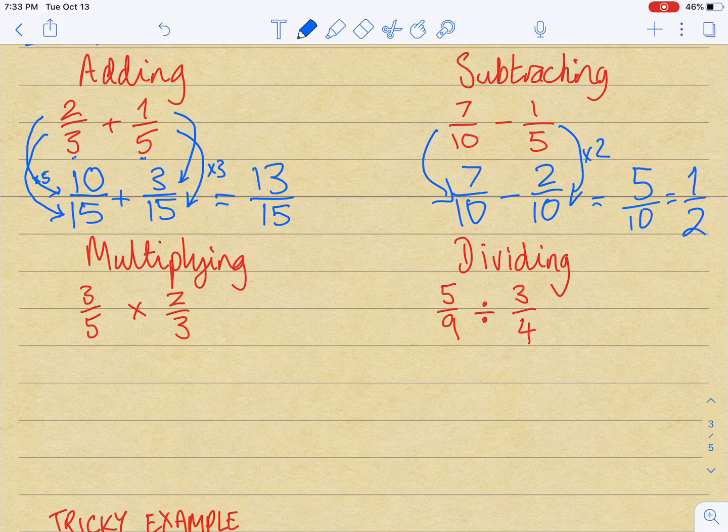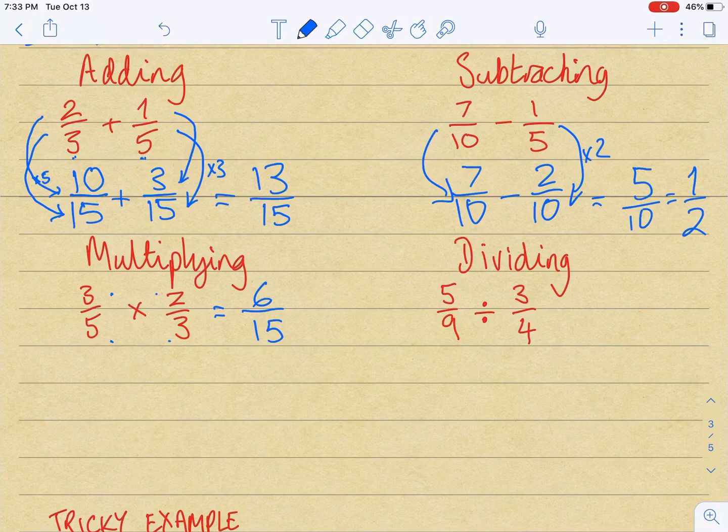Right, multiplying, this is actually the easiest of all of the operations. I just do top times top. 3 times 2 is 6. Bottom times bottom. 5 times 3 is 15. Easy, done. Dividing, not quite so easy.